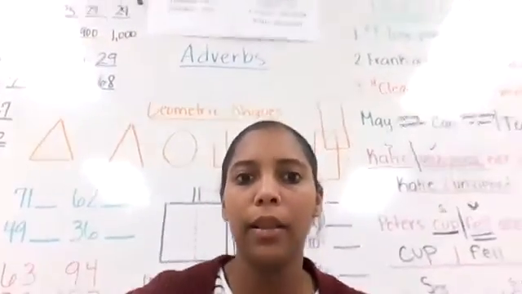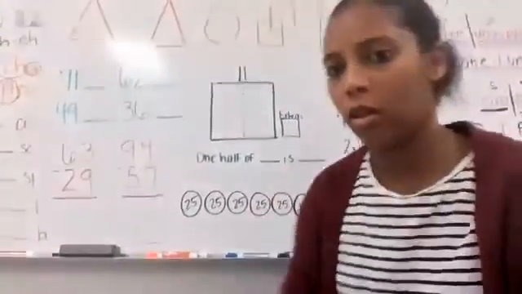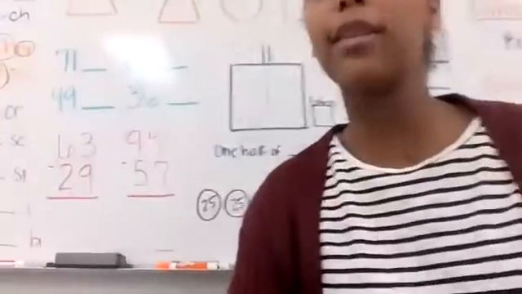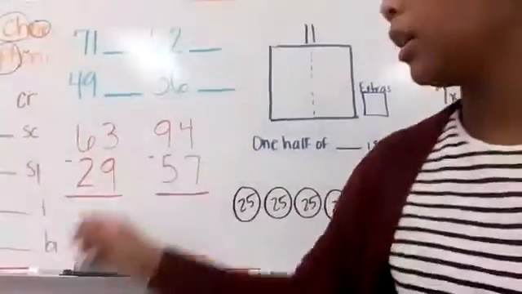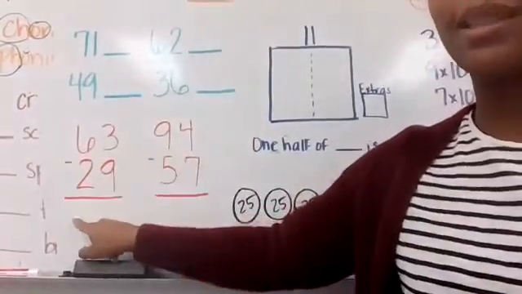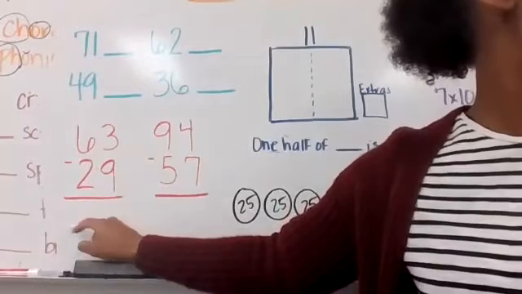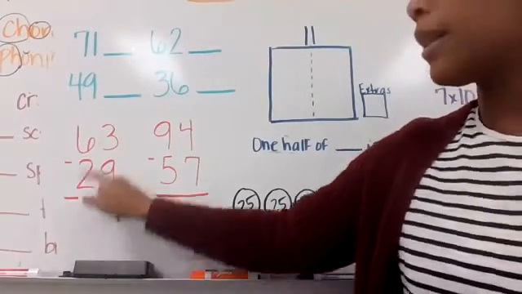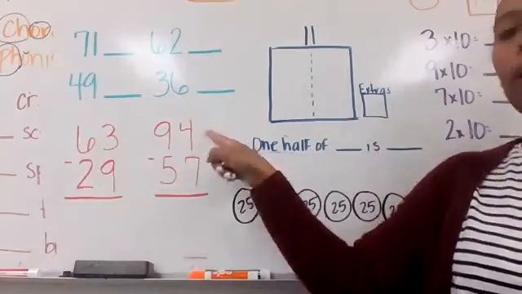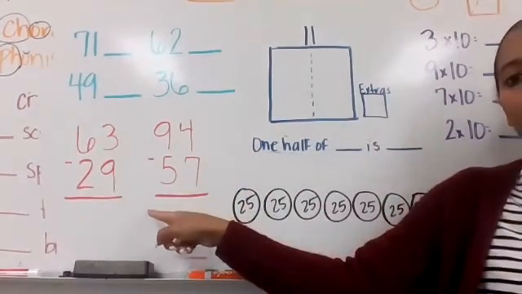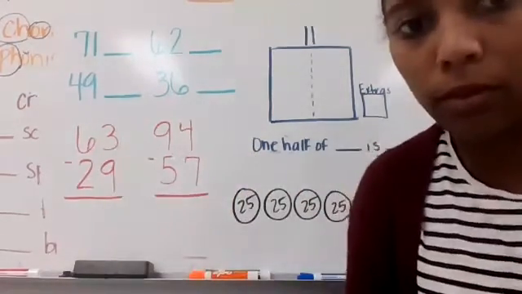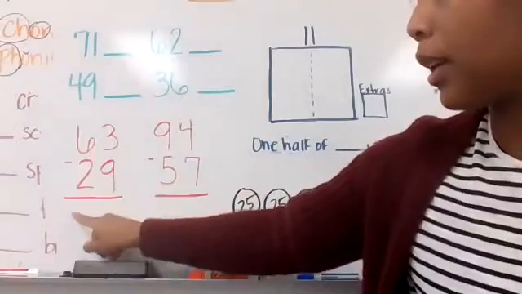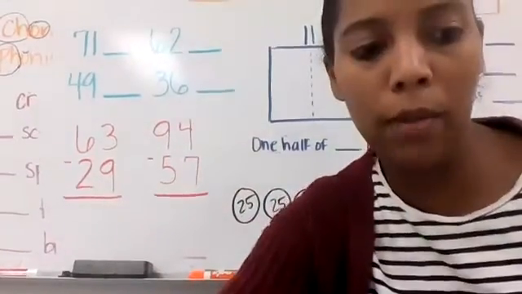All right, so let's go ahead and look at our facts here. Okay, subtraction, these are trading, so please make sure you take your time. So I have 63 minus 29 and 94 minus 57. Go ahead and work these out. Look at how to trade them. Okay, I'll give you a minute.